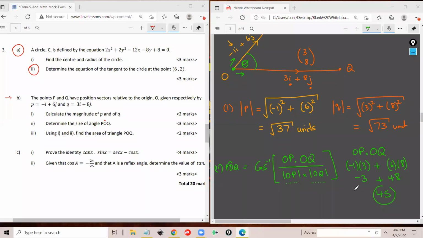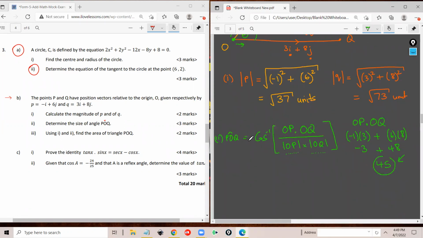All right, so for the dot product, I worked it out here. Remember, you're multiplying the I values and then you're multiplying the J values, right? And you notice the final answer for the dot product does not have an I and a J in it. It doesn't, right? So from here now, it's cos inverse, and let's put in what we have here.